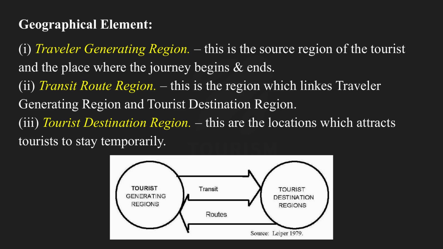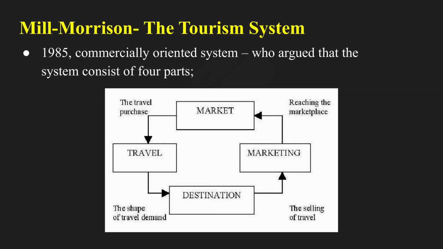The geographical element. First one, traveler generating region. This is the source region of the tourist and the place where the journey begins and ends. 2. Transit route region. This is the region which links traveler generating region and tourist destination region. 3. Tourist destination region. These are the locations which attract tourists to stay temporarily and experience tourism products and services.